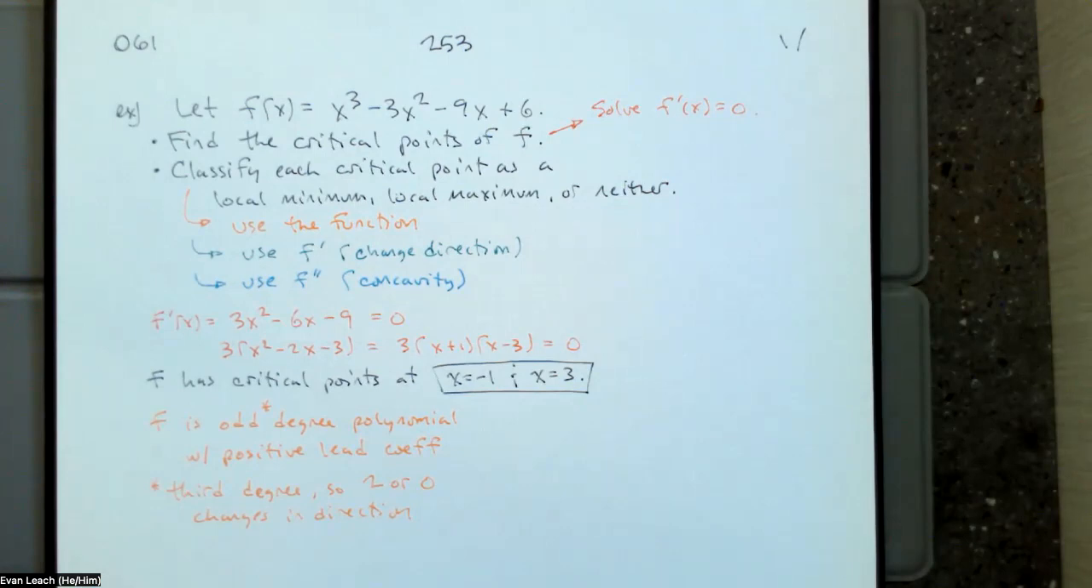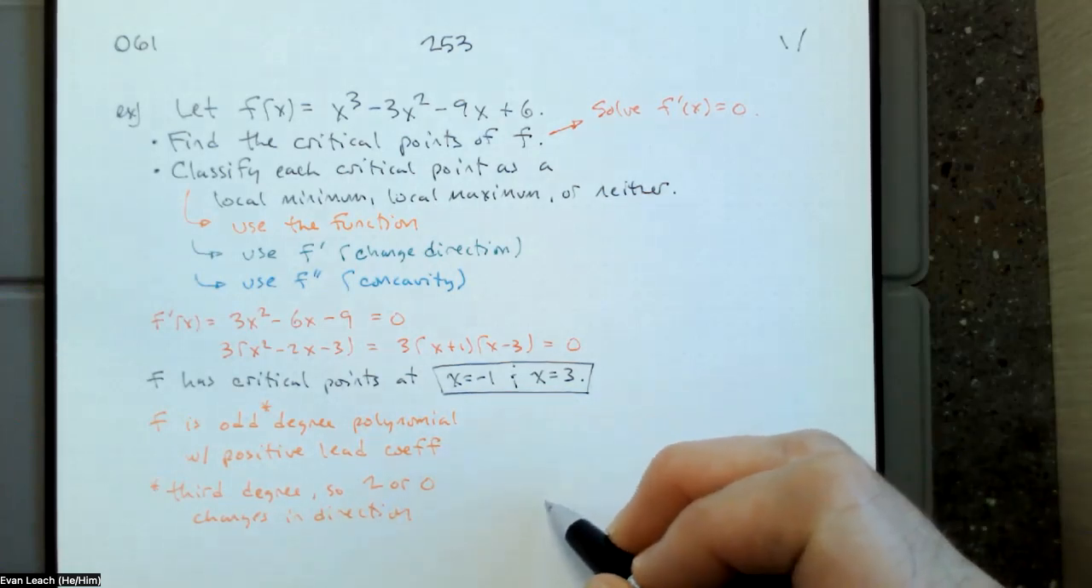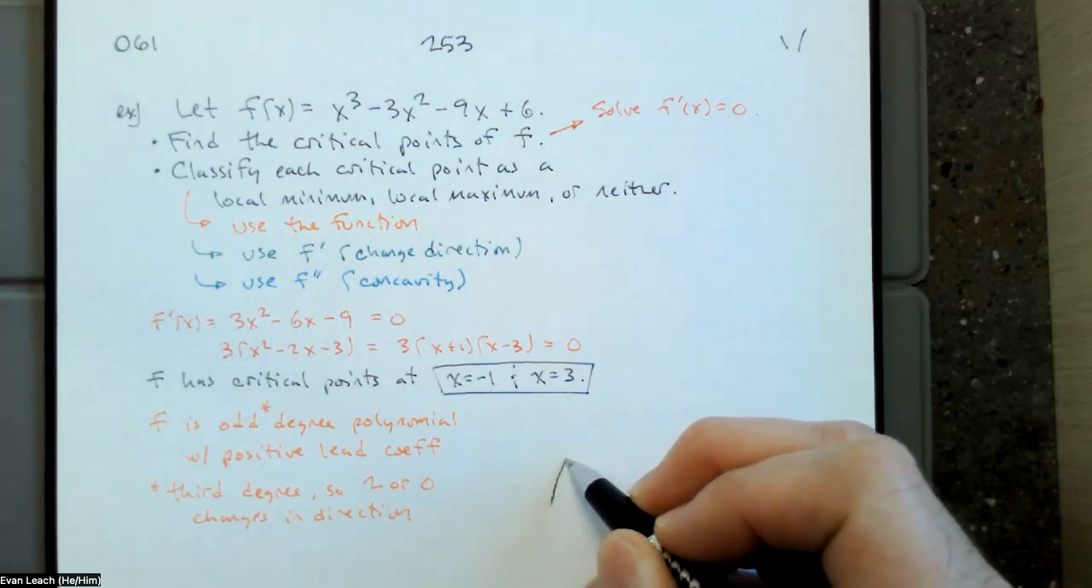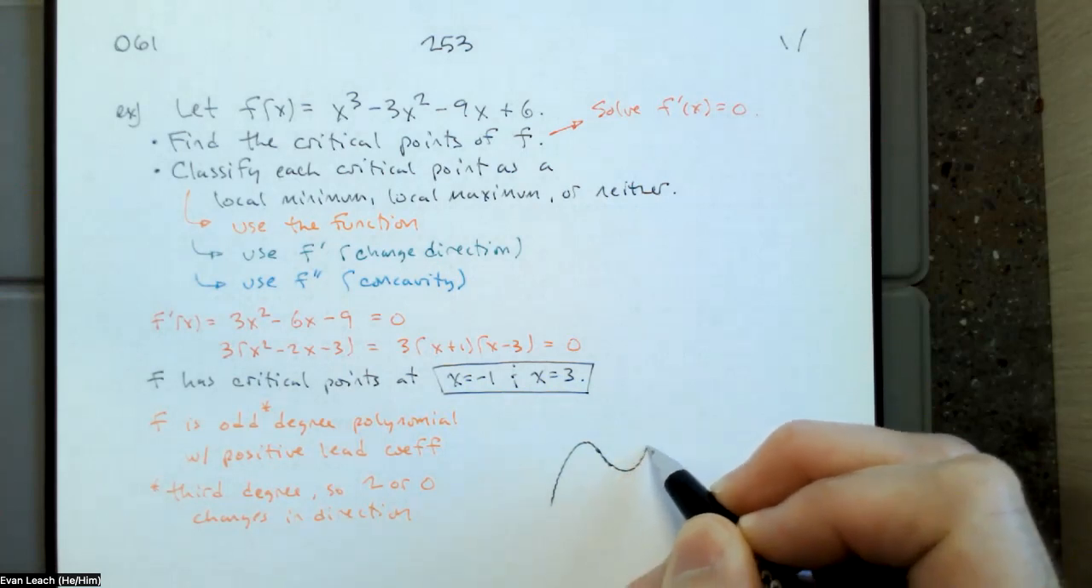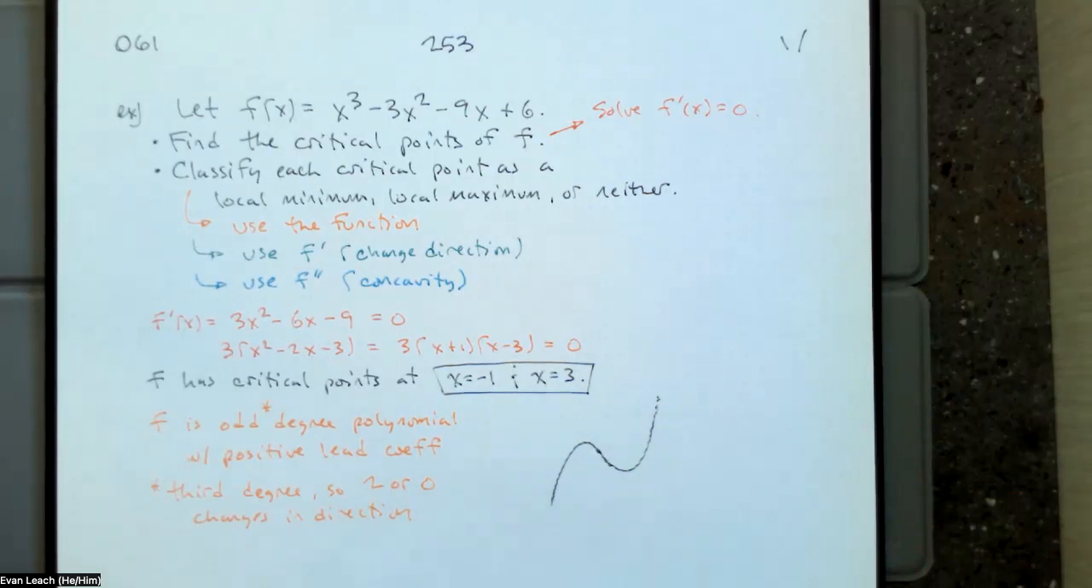So our third degree polynomial with a positive leading coefficient makes a maximum of 2 changes in direction. Since we have 2 critical points, these are probably our 2 changes in direction. So this is our most likely shape of the graph. We know that it has to do this because we have a positive leading coefficient. So as x goes to infinity, our function goes to infinity.